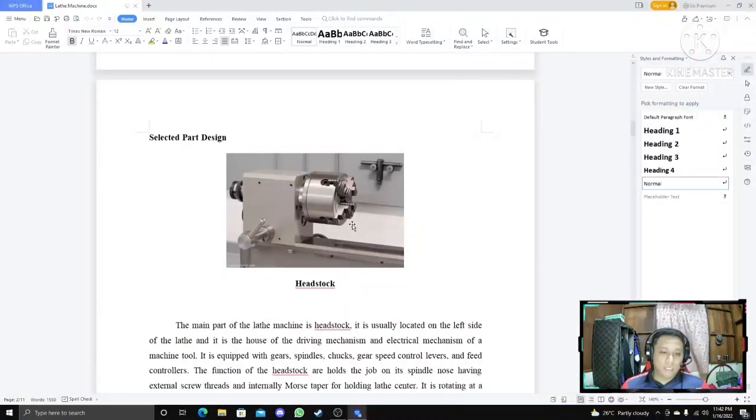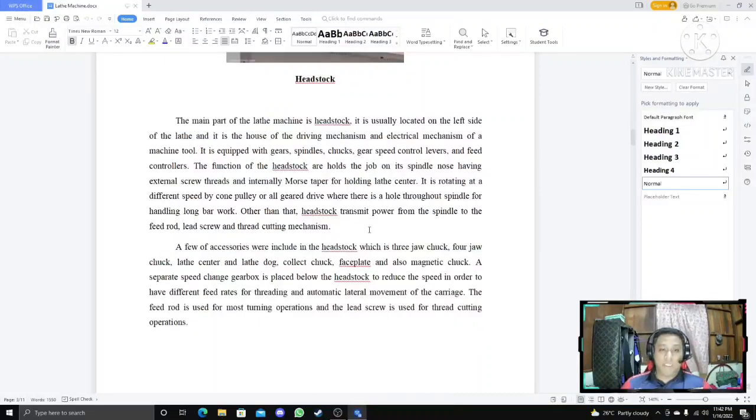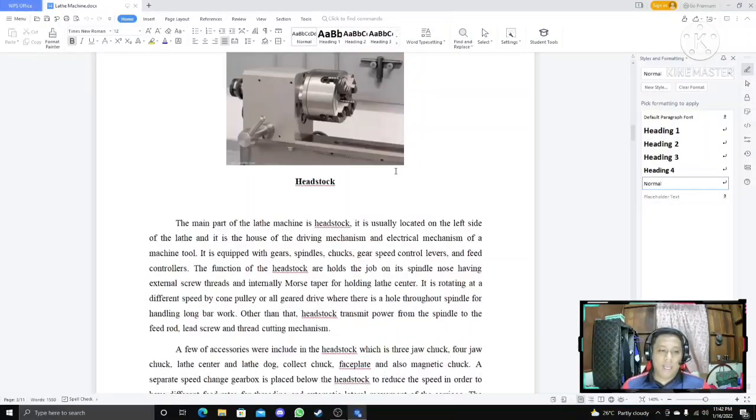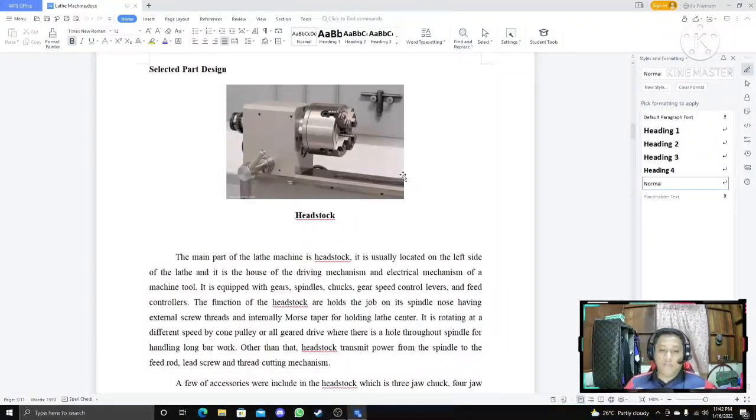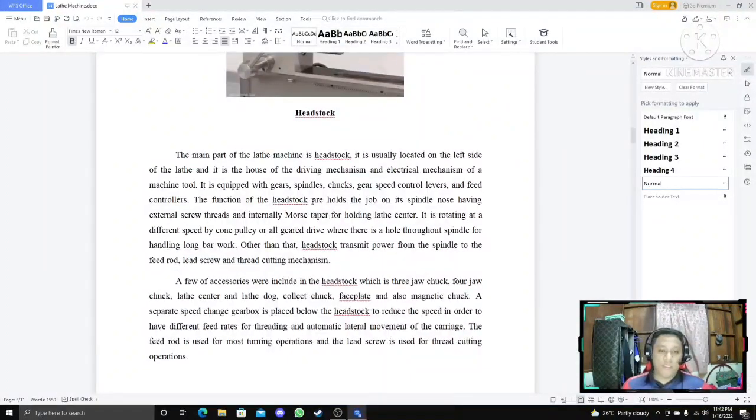Okay, this is the headstock selected part design. The main part of the lathe machine is the headstock. It is usually located on the left side of the lathe, and it is the house of the driving mechanism and electrical mechanism of a machine tool. It is equipped with gears, spindle, chuck, gear speed control lever, and feed controller.